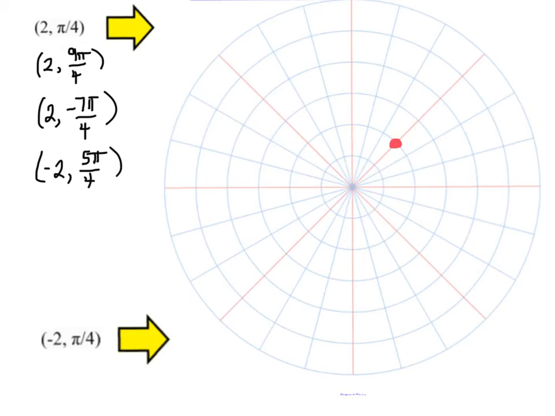So you would come to that 5 pi over 4, but then the radius is negative 2, so you would count back 2 along that angle. So all of those coordinates all map to that red spot. Okay. Let's do one more.